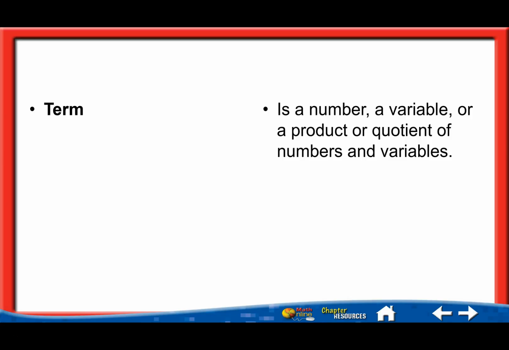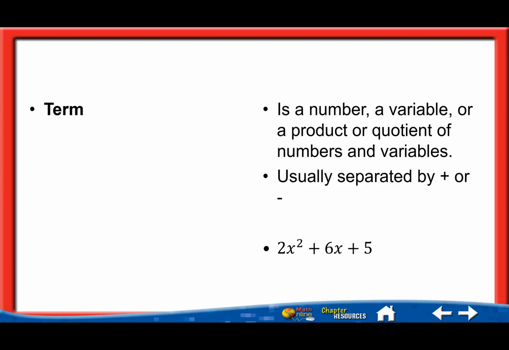So a term is a number, variable, product, or quotient of numbers or variables. In English, that means they're going to be separated by a plus or a minus. So it would look like this. So I have 3 terms here. So I have 2 terms on the left, 1 term on the right.